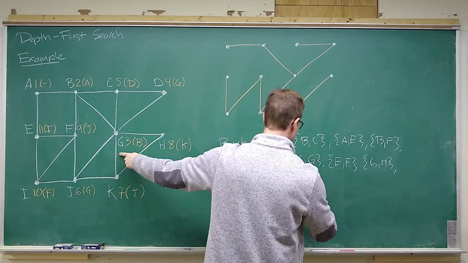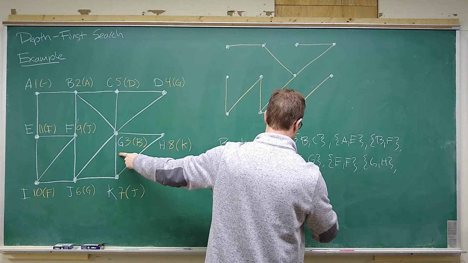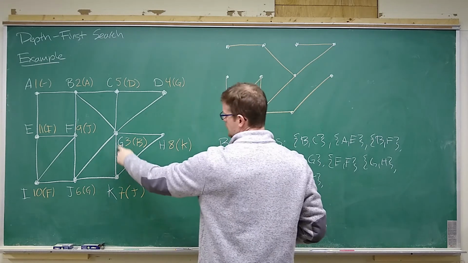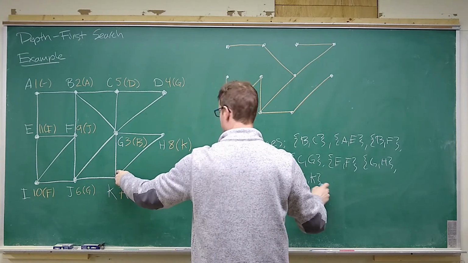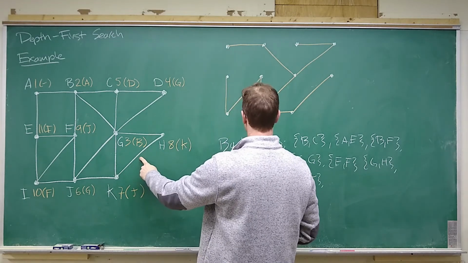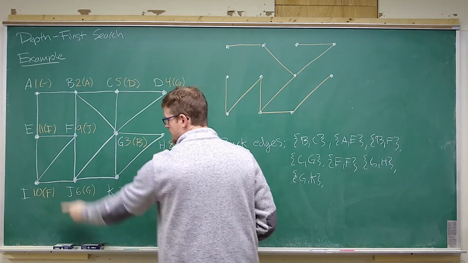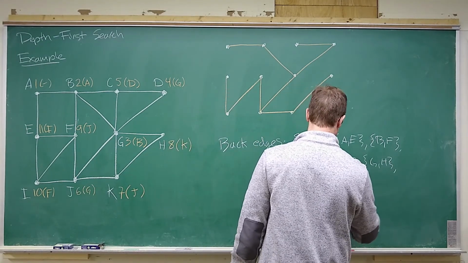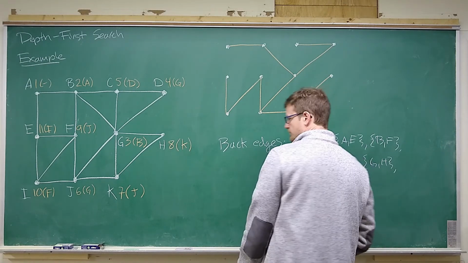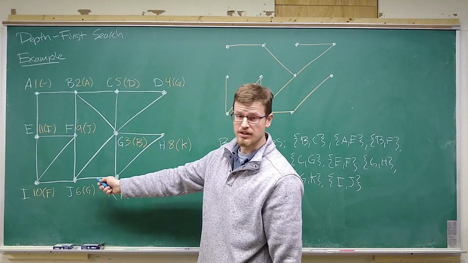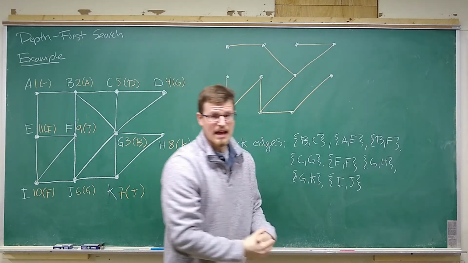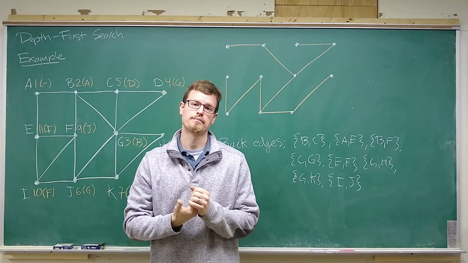So GK. GK is this edge. GK here is that vertical edge. This slanted edge is used. This horizontal edge is not used, IJ. And this horizontal edge is used in the tree. So this is the collection of back edges for the graph.